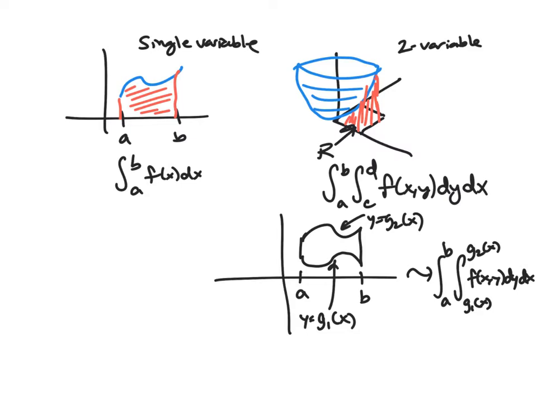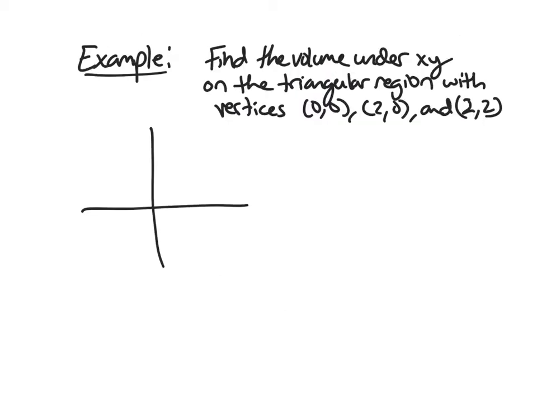And luckily, you've been prepared for this already when you've done area between curves and volumes of solids of revolution, right? You've already dealt with looking at functions as upper and lower bounds instead of just numbers. So let's look, for example, at the function xy, but on a triangular region instead of a rectangular region, with vertices (0, 0), (2, 0), and (2, 2). So this is our domain down in the xy plane.